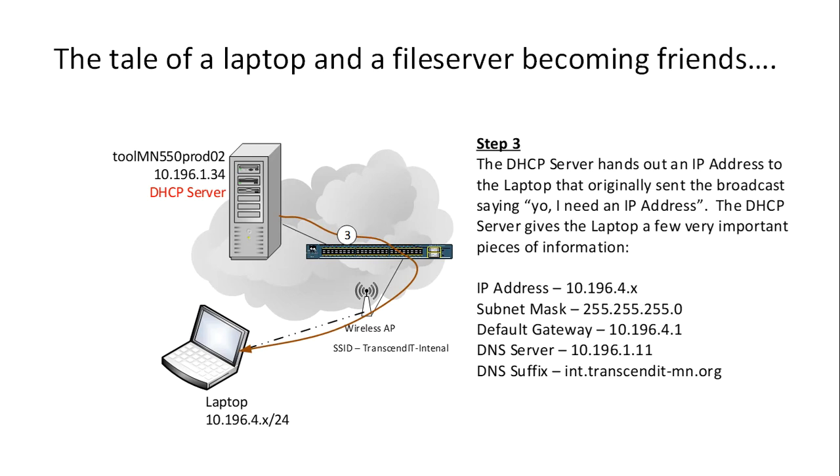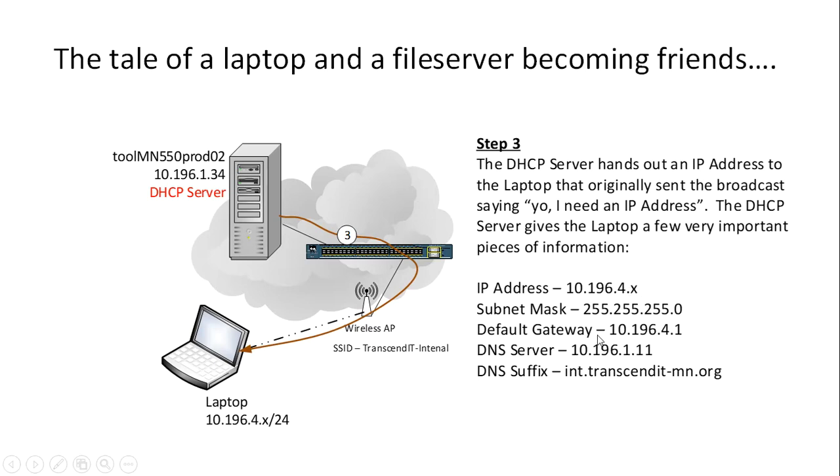So in other words, I could have had 254 laptops connected to this wireless network, and they would all have gotten a unique IP address. This last octet would have been unique. The first three would be the same, and the last one would be different.